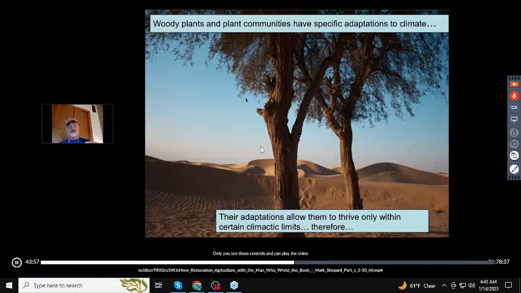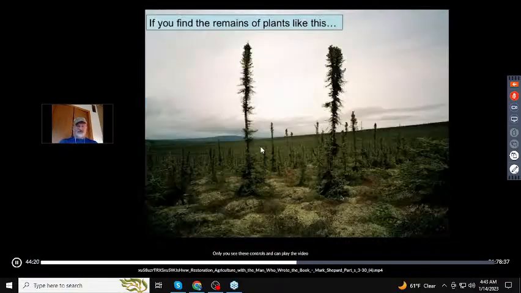The waxy leaves and the narrow leaves prevent evapotranspiration, because moisture is such a critical resource. They'll have a thick bark, which is a good defense against fire and browsing by other animals who might find this to be the only food for looks like hundreds of miles around. So since we know that plants only live within certain climatic limits, we know that if we find remains of plants like this, these are black spruce far north in Alaska.